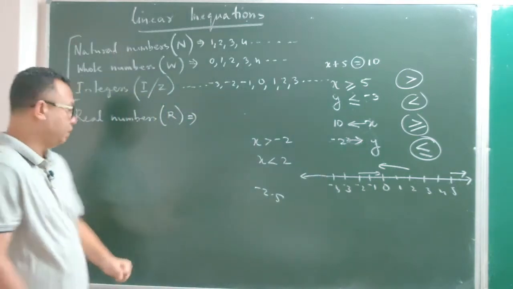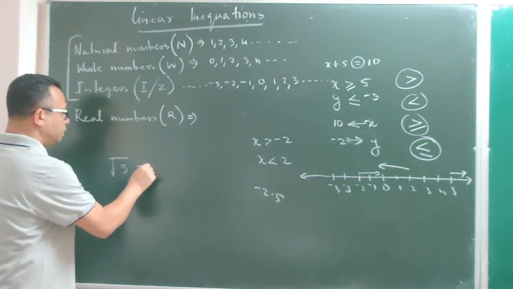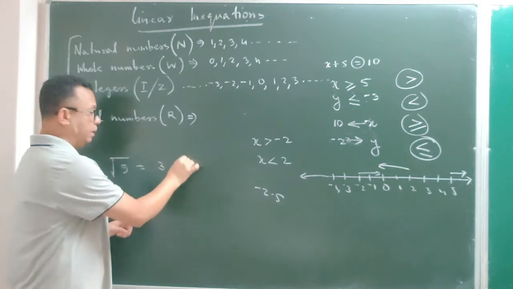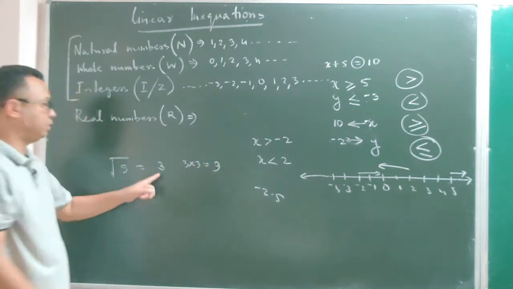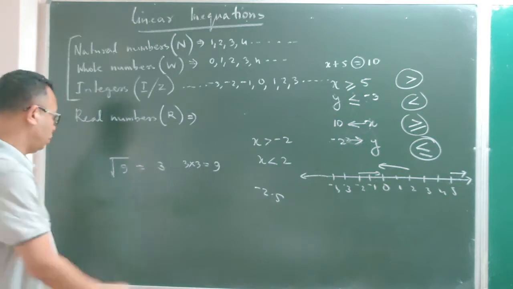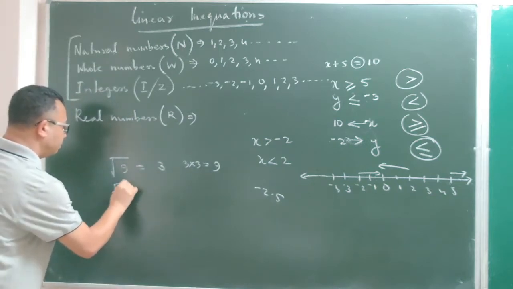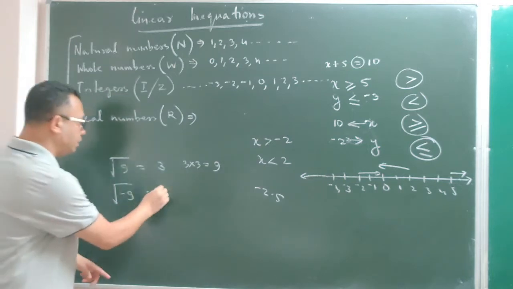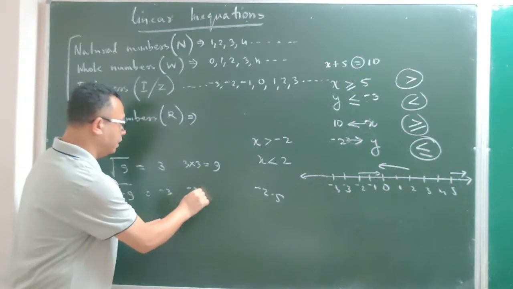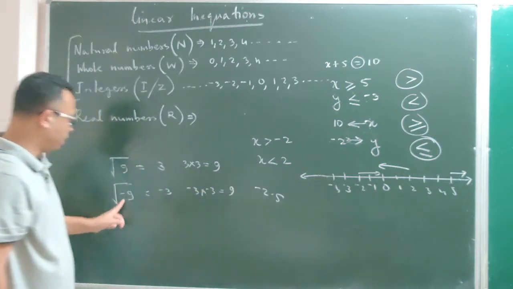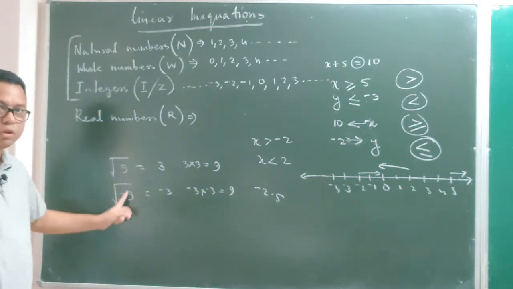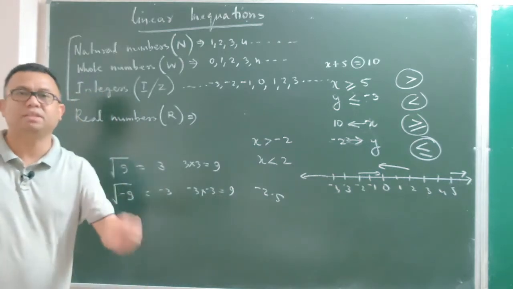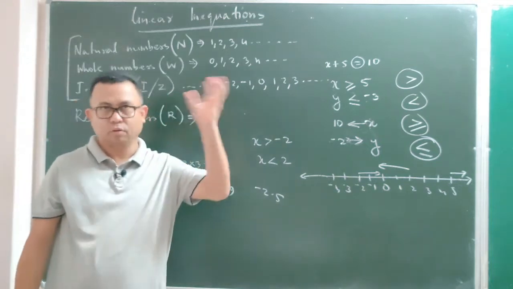Now let's see. If I ask you what is the square root of 9, then you will say, sir, square root of 9 is 3. Why 3? Because 3 into 3 is 9. That's why square root of 9 is 3. But if I ask you, what is the square root of minus 9? Then I think you will not have any answer. You cannot say minus 3, because minus 3 into minus 3 is plus 9, but we are looking for minus 9. So there is no square root of minus 9. You will not find any square root of minus 9. So then we say square root of minus 9 is an imaginary number. Imaginary. You can only imagine.